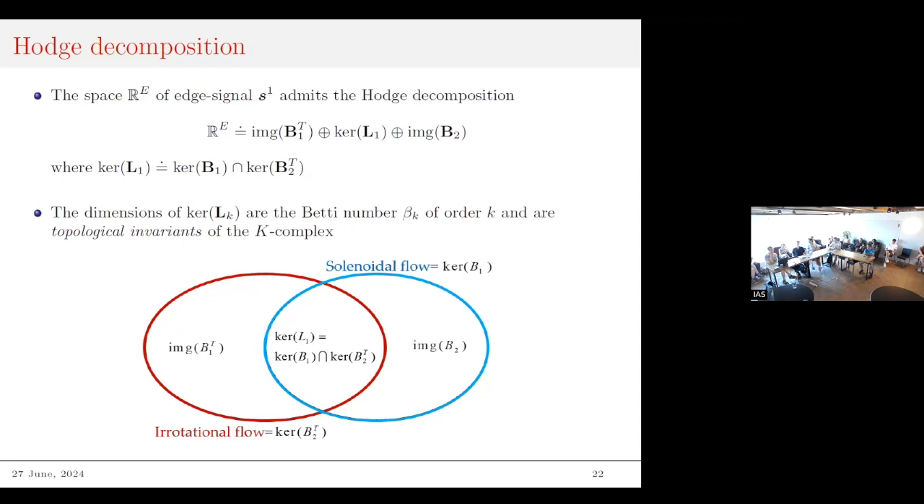What does kernel mean exactly? Kernel of L1? The dimension of the kernel of L1 is the number of holes in the complex. The cells that are not filled. What are the cells that are not filled?